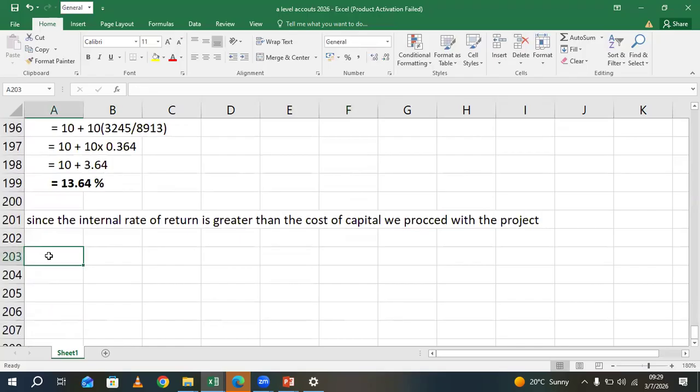So let's evaluate now. Let's have the advantages of internal rate of return. Advantages of using internal rate of return.